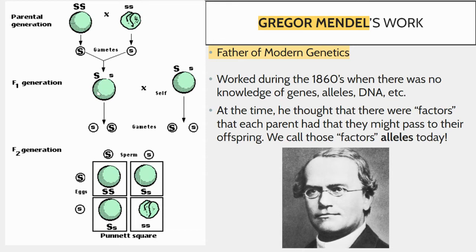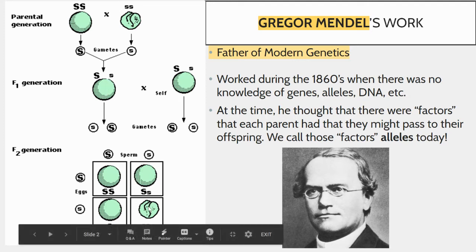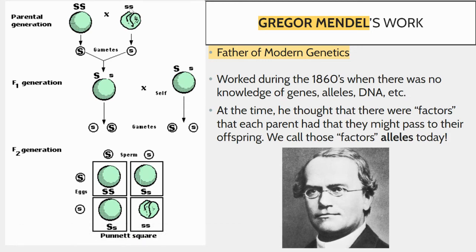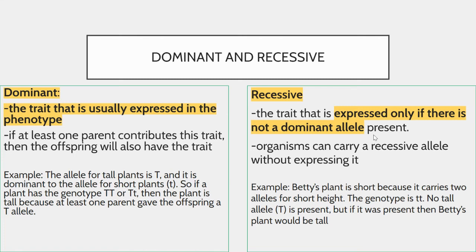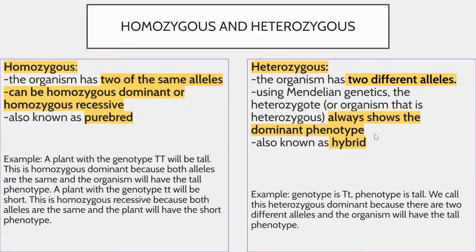That's why this one's round. The little s is there, it's carried, but it's carried as a recessive trait. And in order to show the recessive trait, if you look down here, or even up here, to show wrinkled, you have to have both recessive alleles. So the recessive trait is only expressed if there is not a dominant allele present. An organism can have the recessive allele without showing it, just like we saw with the pea plant.